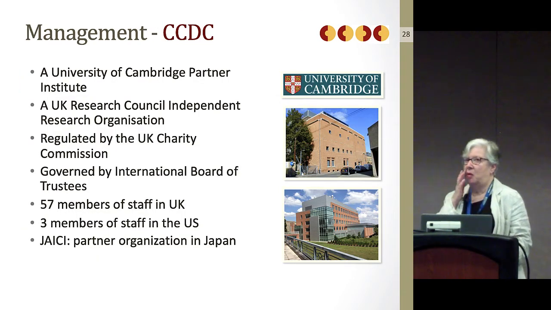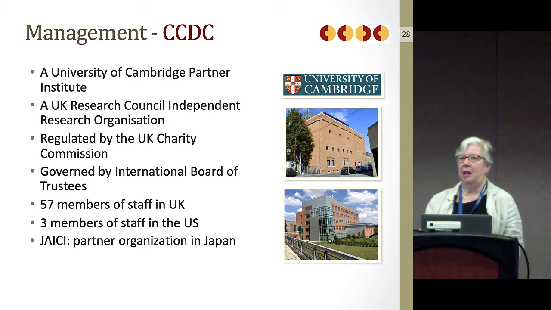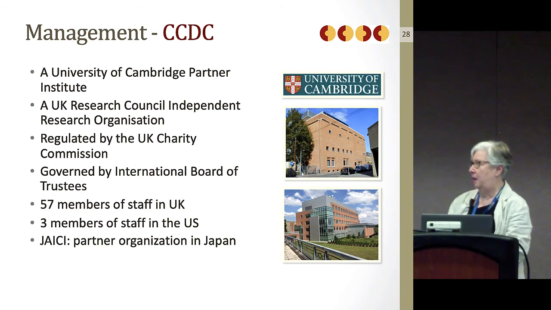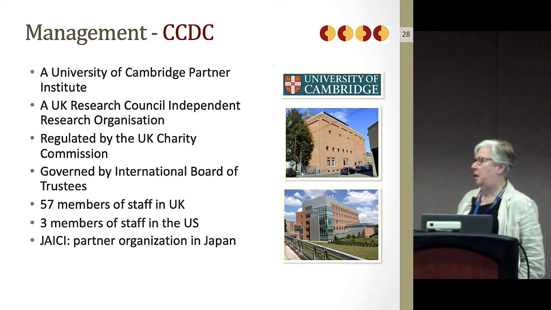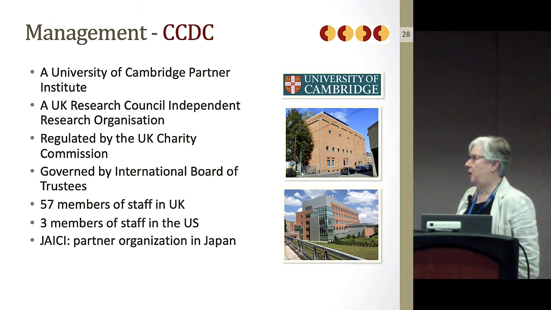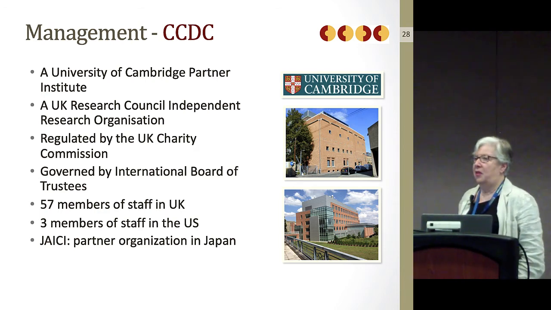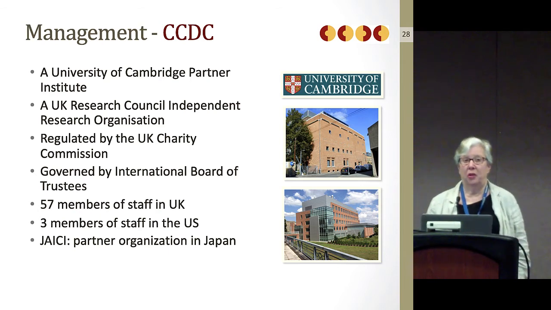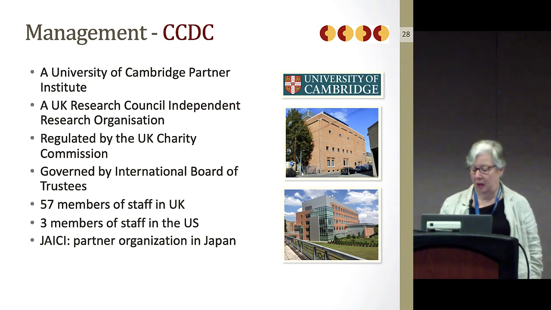So management is quite complicated, and that's where we really differ a lot. The CCDC is a University of Cambridge partner institute, and it's a charity. It has an international board of trustees, and it has a total of 60 staff members to handle the data and to create the services. And there is a partner organization in Japan as well as in America.